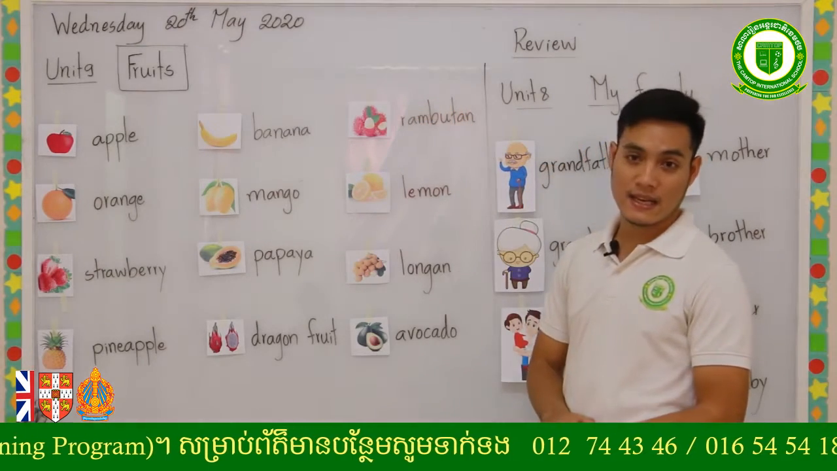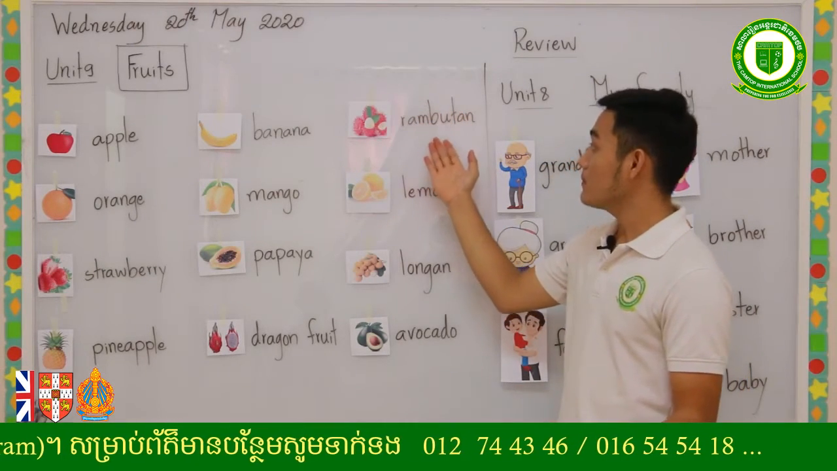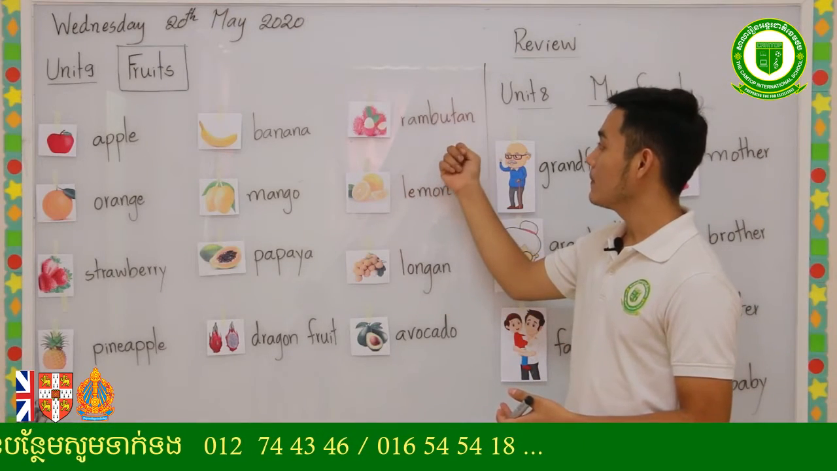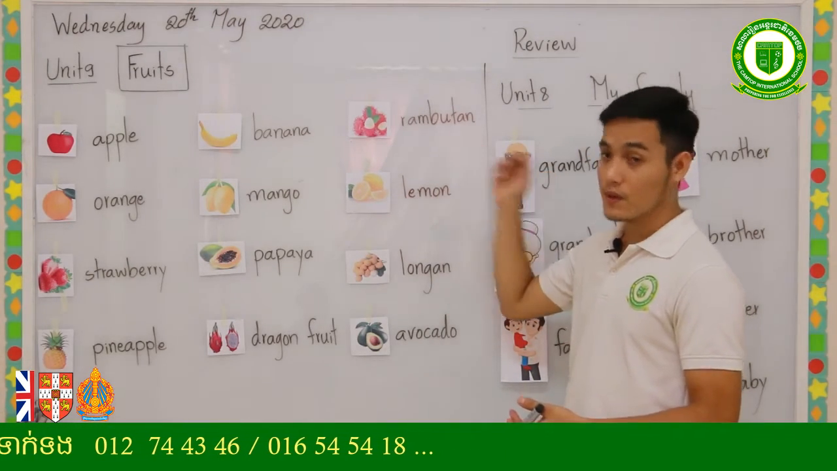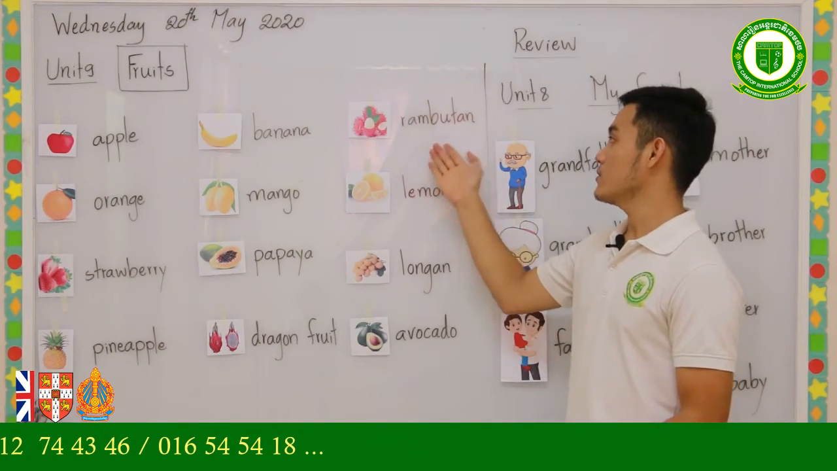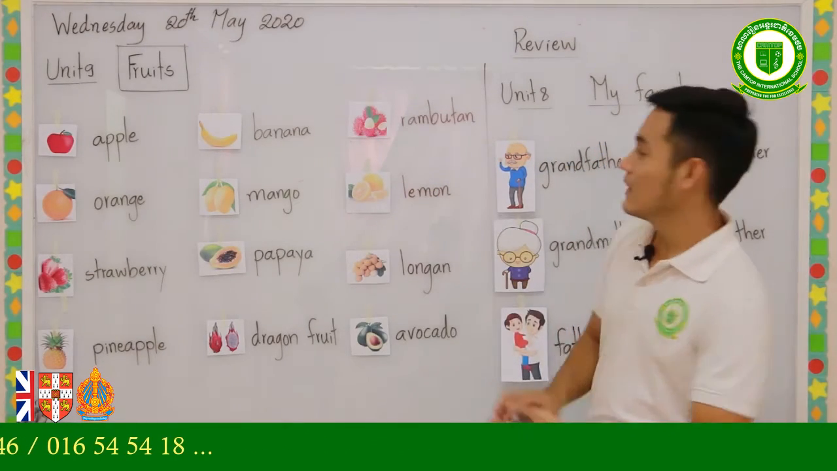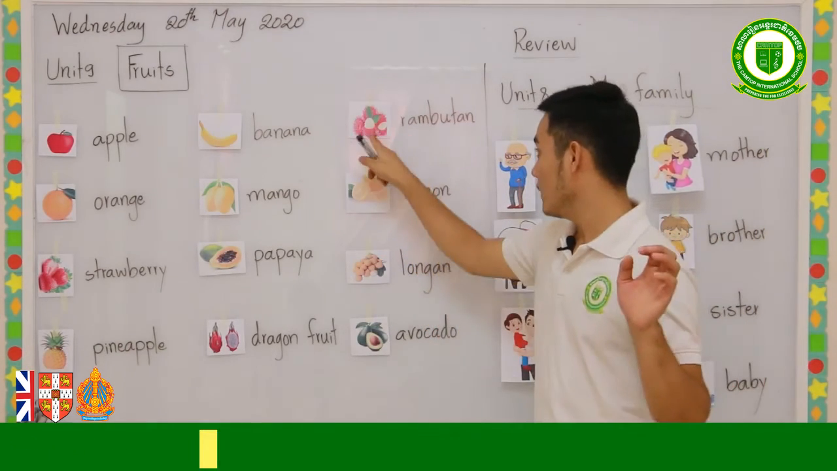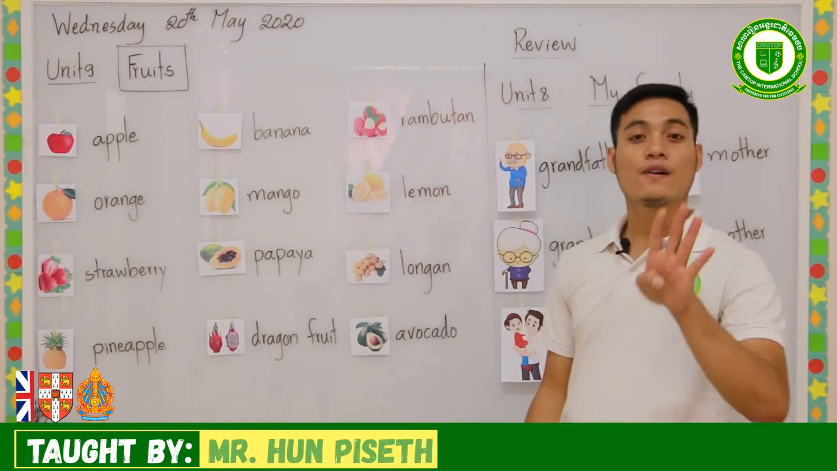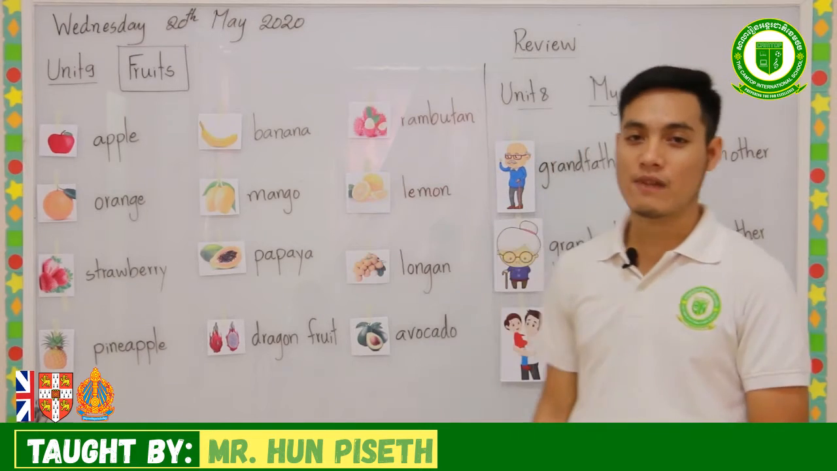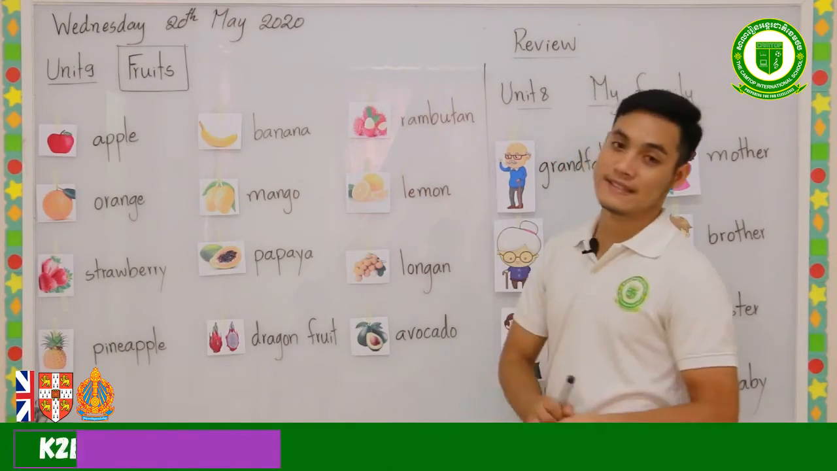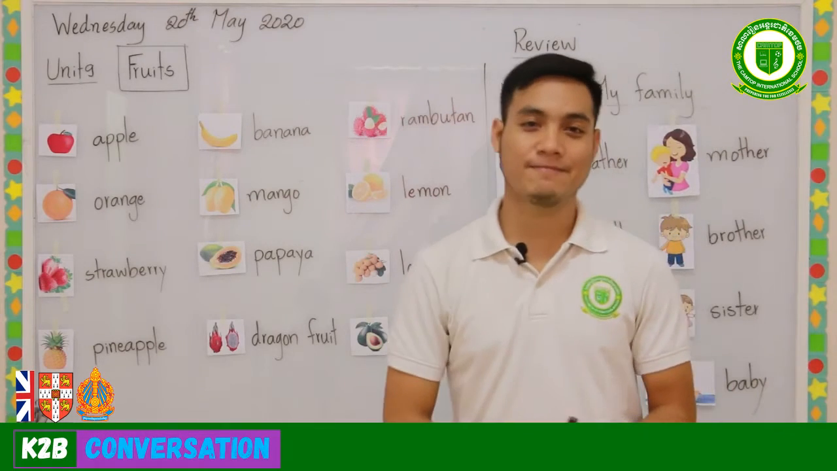Rambutan. Together, rambutan. Right, look here. There are four rambutans. Again, together, rambutan. Good.